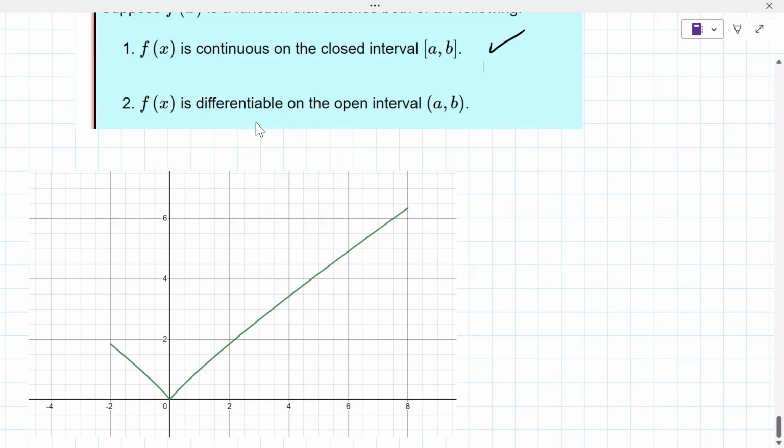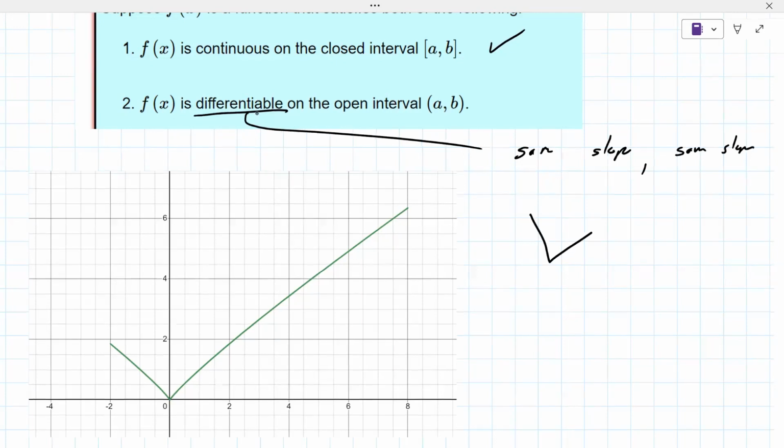All right, so that's okay. Now differentiable is different. Differentiable means that it always has the same slope left and same slope right. The places where there are issues are corners or cusps. So is this differentiable everywhere? No, because of that right there. That's how you answer this question.